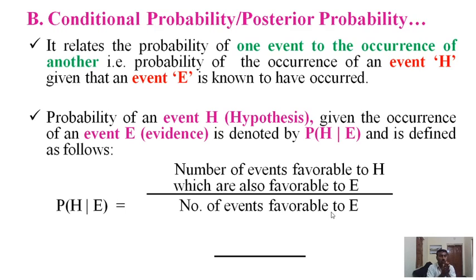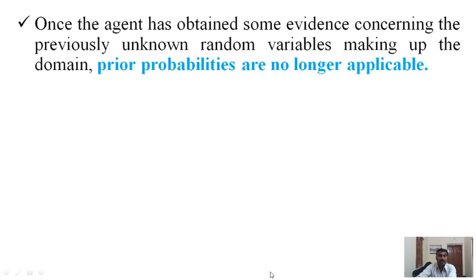So we want to know one thing in terms of another thing. So it comes under hypothesis and evidence. To calculate that, this is the formula for continuous probability. We can simply say this as probability of H and E divided by probability of E. So this is nothing but the conditional probability.